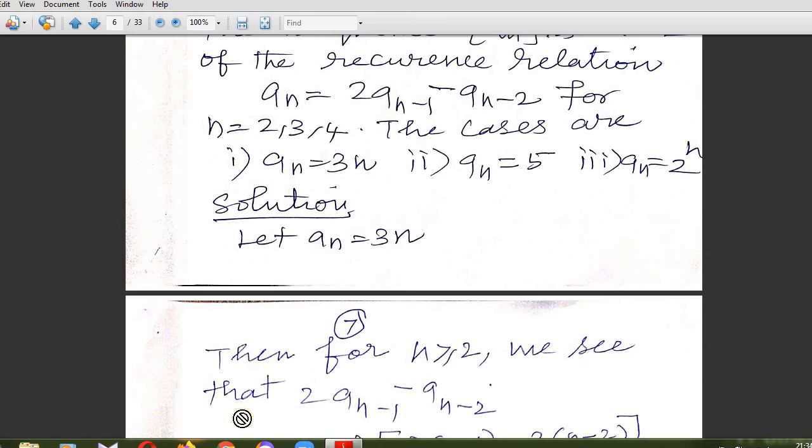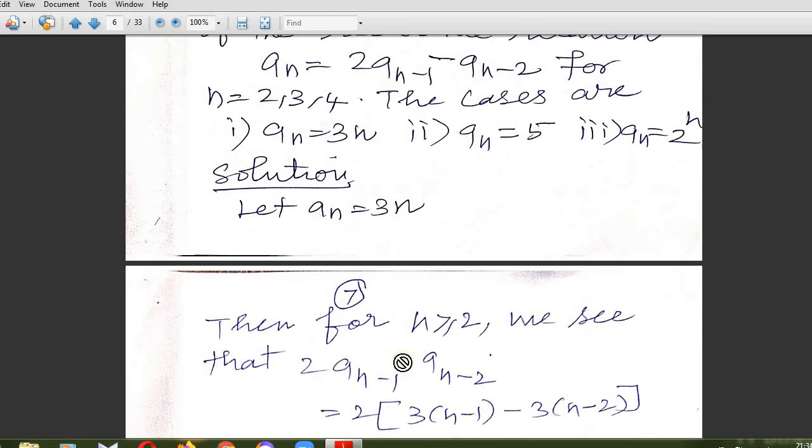Let us check that. For n greater than or equal to 2, we see that 2a_(n-1) minus a_(n-2) can be written as 2 times 3(n-1) minus 3(n-2). Why? Because a_n is equal to 3n, in the place of a_n we are substituting 3n. If n minus 1 comes, we write 3 times (n-1), and if n minus 2 comes, we write 3 times (n-2).